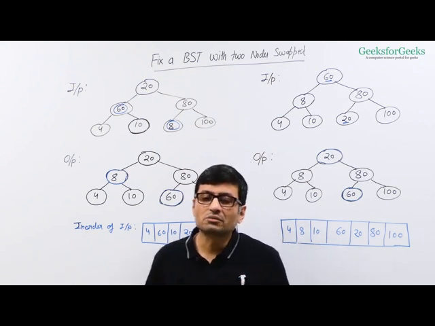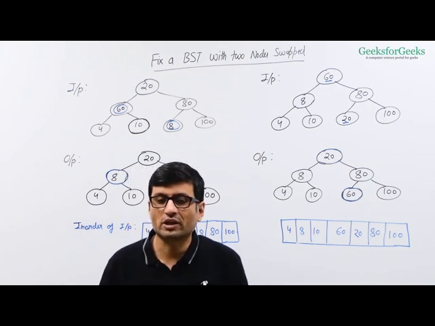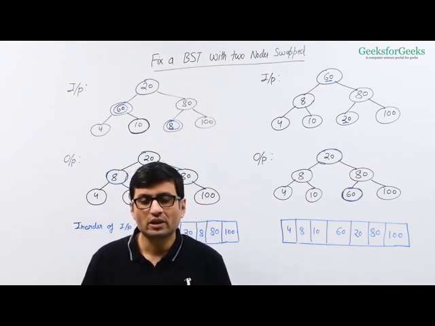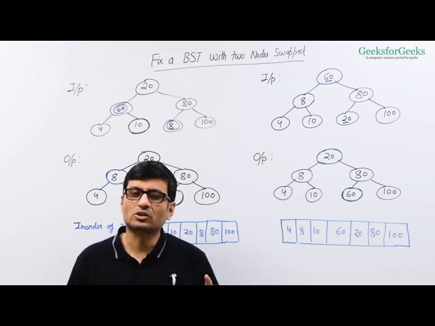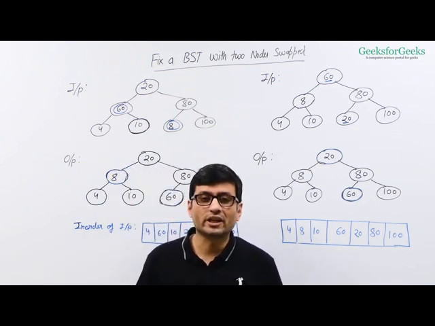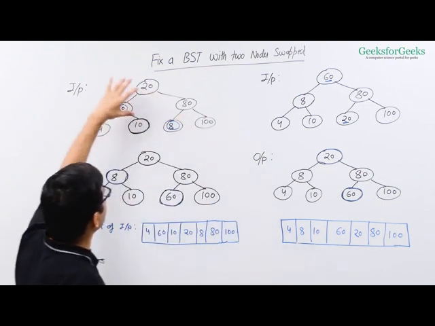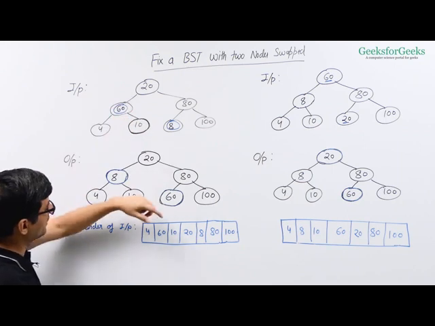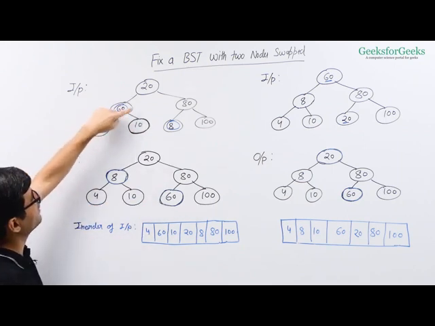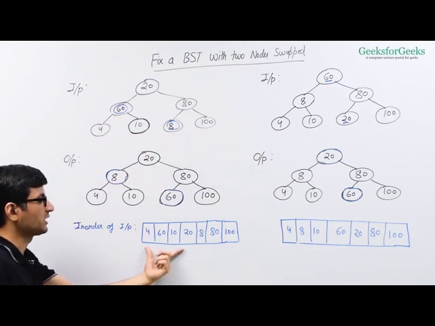So the idea is based on in-order traversal. Here again, we do an in-order traversal of the given tree, and a simple solution can be to store this in-order traversal in an array and then find the two nodes in the array, swapping which will make the array sorted. So I have the in-order traversal of this tree in this array. This is 4, 60, 10, 20, 8, 80 and 100. That's what we have in this first array.